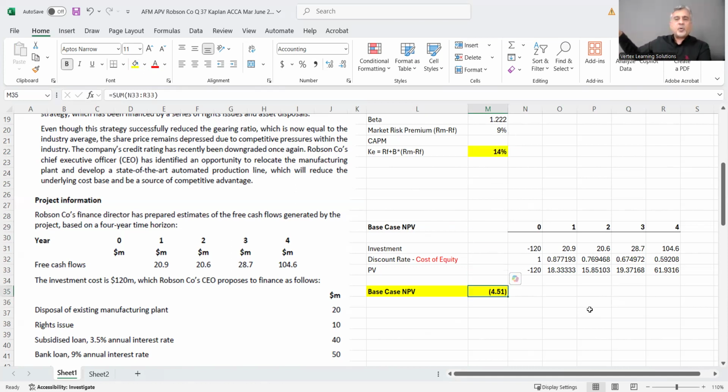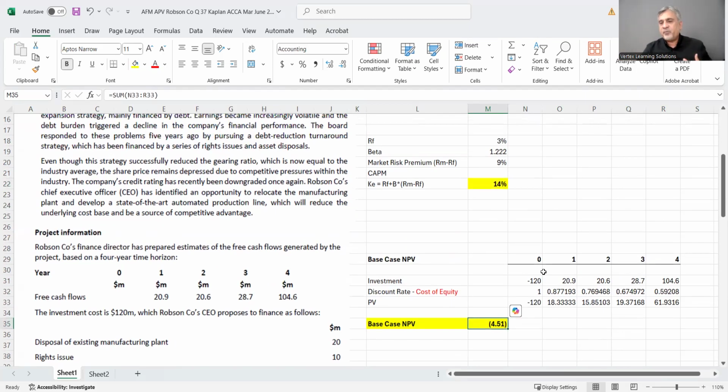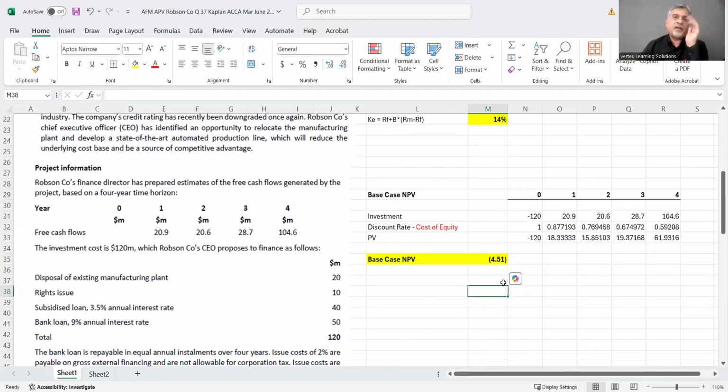So if the bank or the government or anyone else refuses to give me money, I will not do the project with my own money, because at 14%, 4.51 million is the negative NPV, which means that if you finance this project with shareholders' money, you are going to decrease shareholder wealth by 4.51 million. And of course, you don't want to decrease shareholder wealth. You say, I'm not doing it.